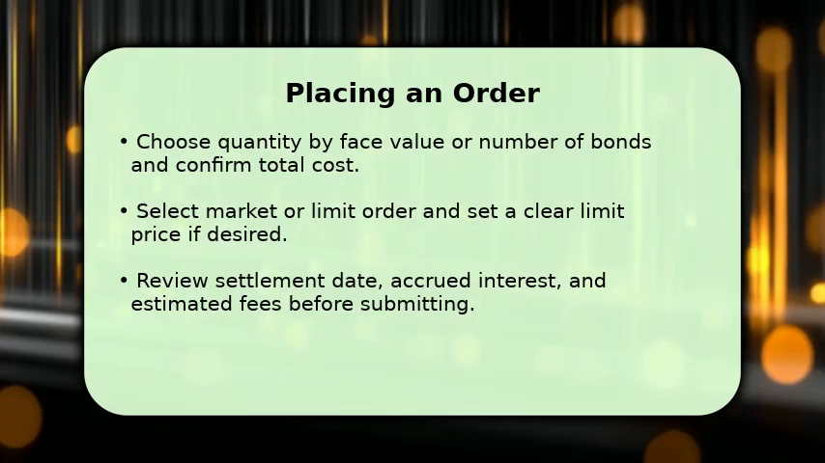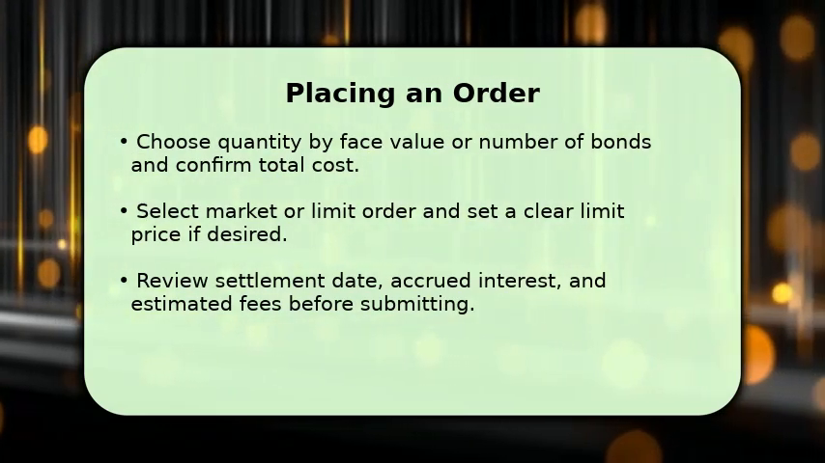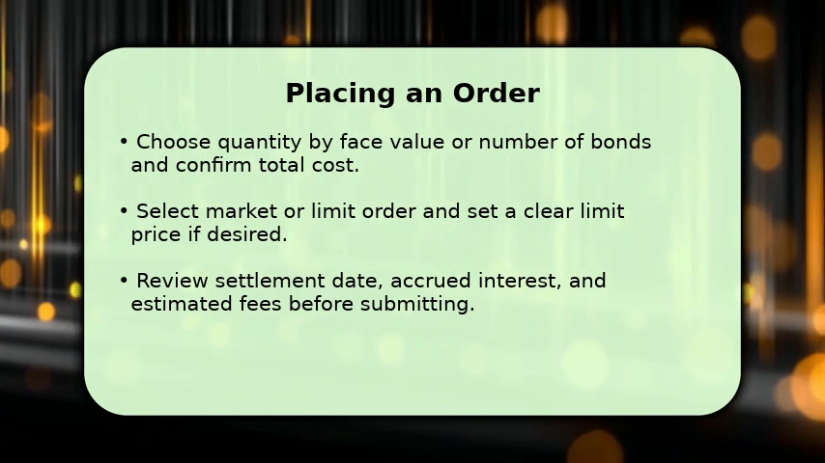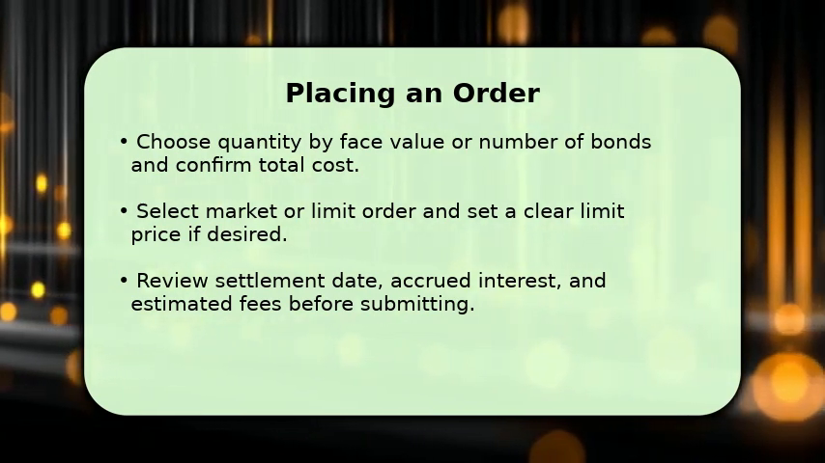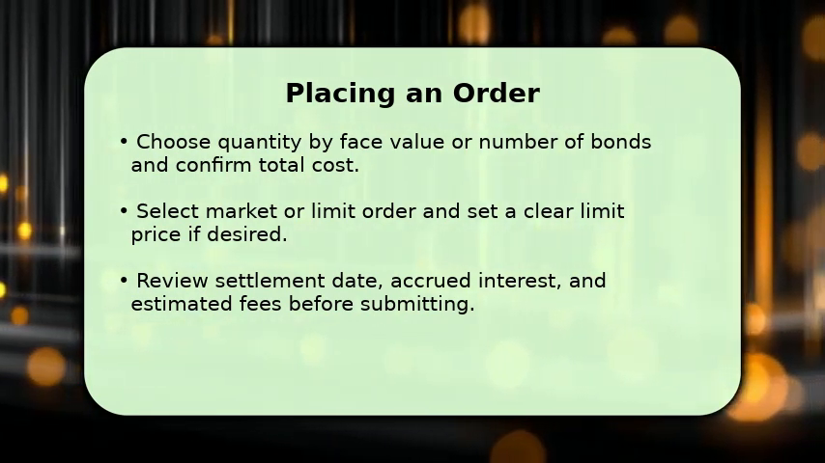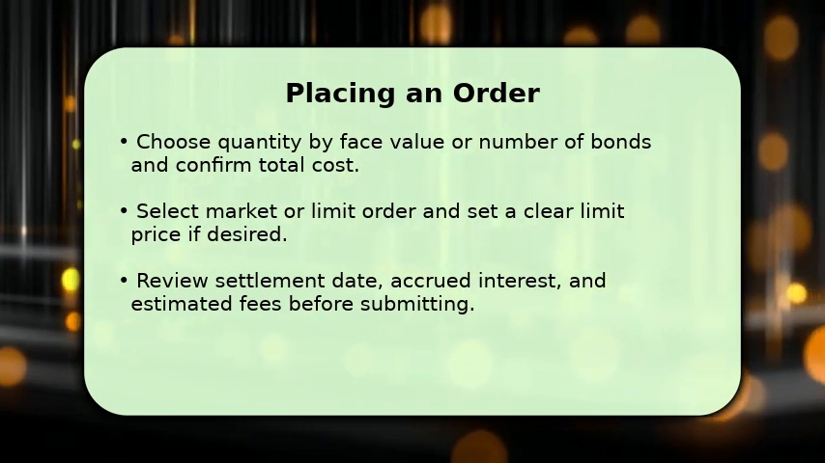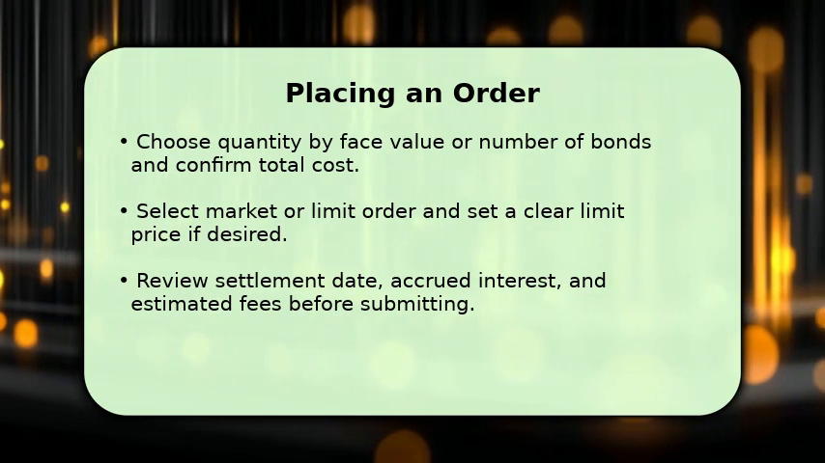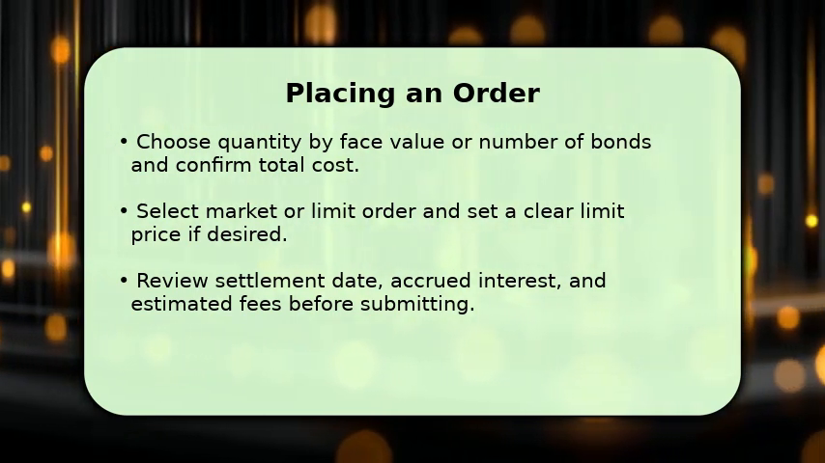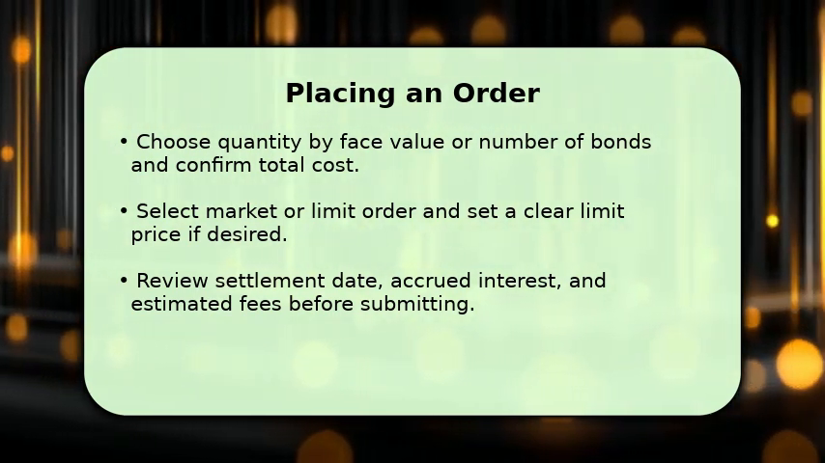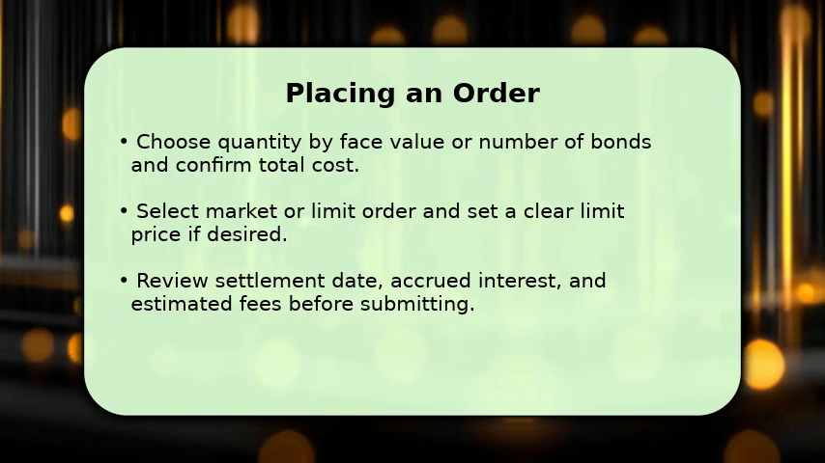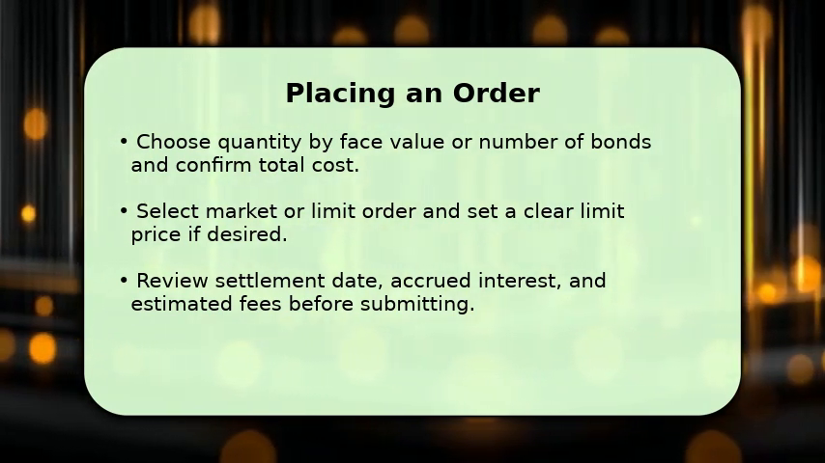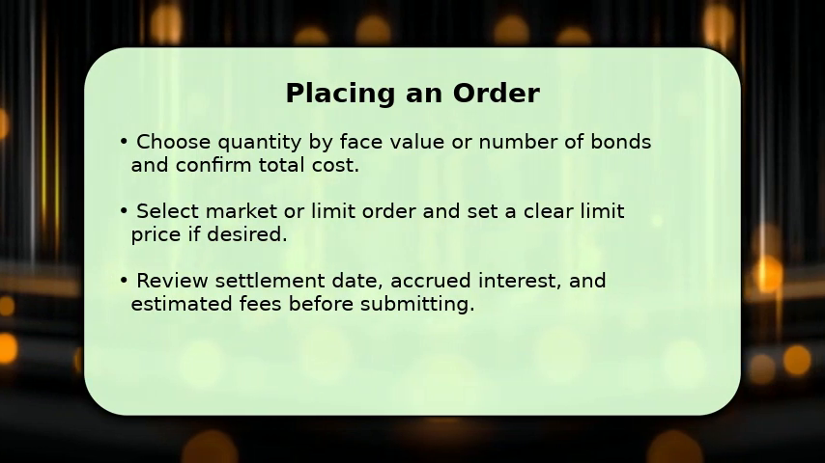When ready to buy, click Buy to open the order ticket and choose whether to enter quantity as face value or as number of bonds. Then select Market or Limit Order, and if using a limit, enter the maximum price you will pay. Next, review accrued interest, settlement date, and estimated commissions, confirm the total outlay on the confirmation screen, and submit your order while watching for execution notifications and trade confirmations.